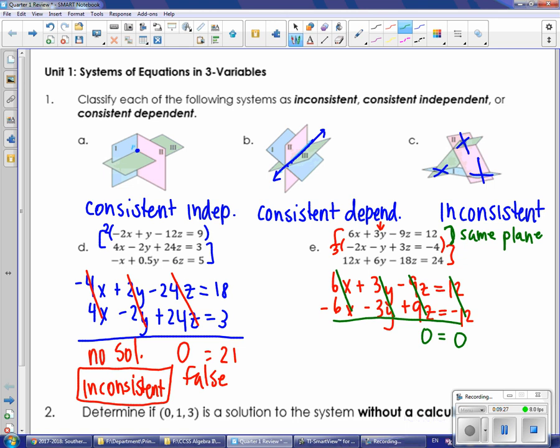Let's go ahead and see what happens when I combine the second and third equations. And again, my goal would be to eliminate the y variable, which means that this time I'm going to need to multiply by a positive 6. And when I multiply through, I'm going to just do this really small next to it. 6 times negative 2 is going to give me a negative 12x. I'm going to have a negative 6y, a positive 18z. And if I distribute the 6 to the negative 4, I'm going to have a negative 24 on the other side.